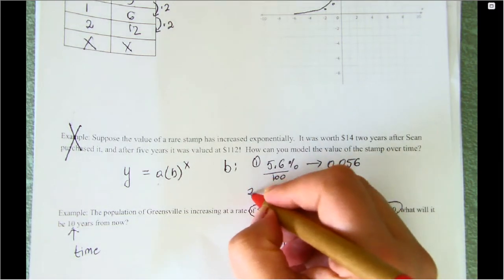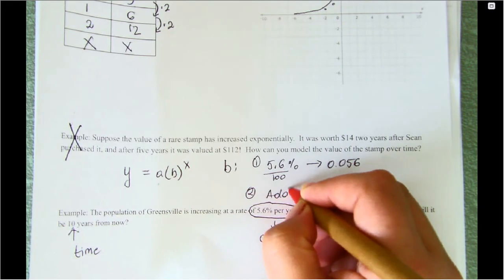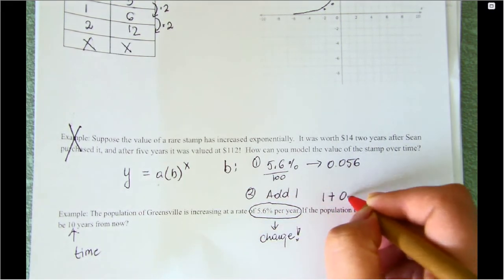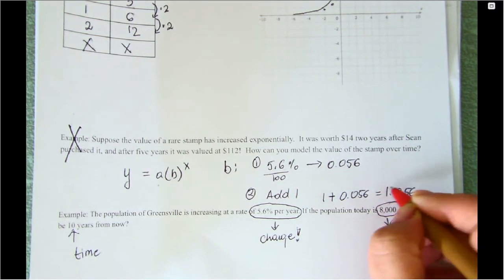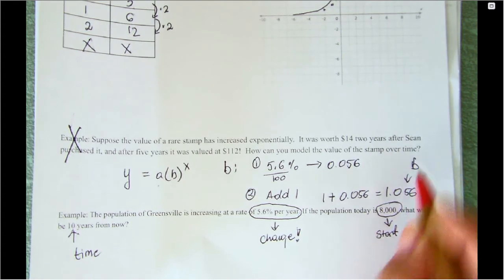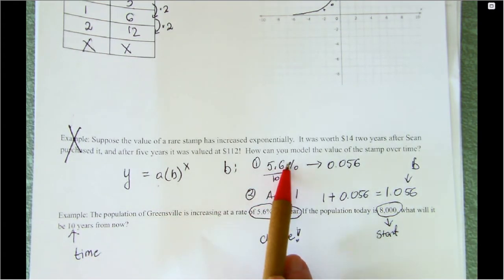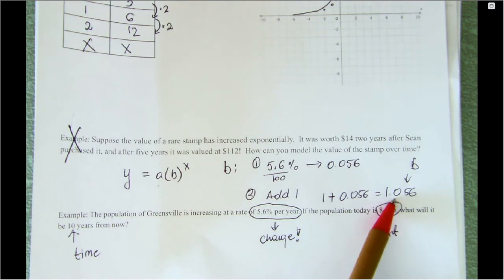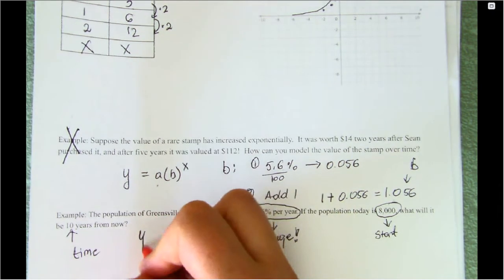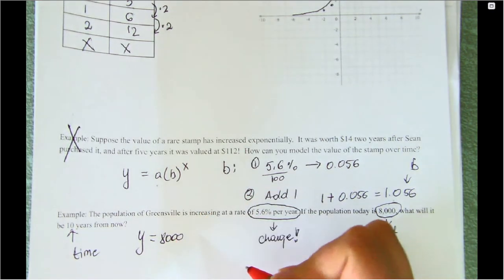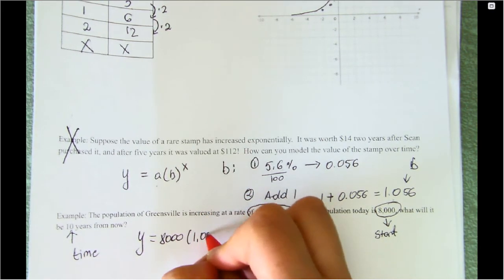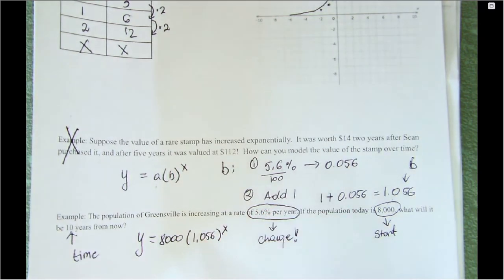The second step, we need to add 1. So it's 1 plus 0.056, which is 1.056. And that actually is my change. That is the B that I'm going to use. I cannot use the percentage here. I have to change it a little bit to get to the actual change. So my formula for this problem that I'm going to use will be 8,000, because that's my start, times 1.056 to the power of x. That's just the formula that I'm going to use and substitute whatever I need to.